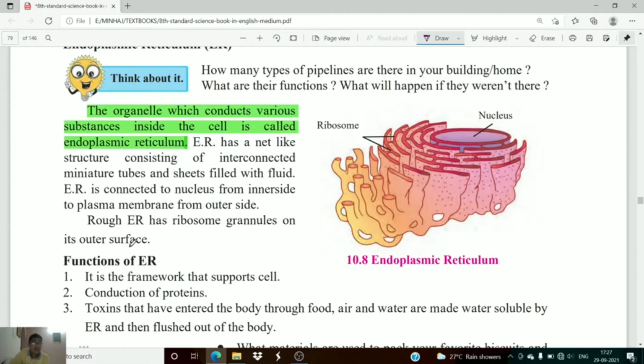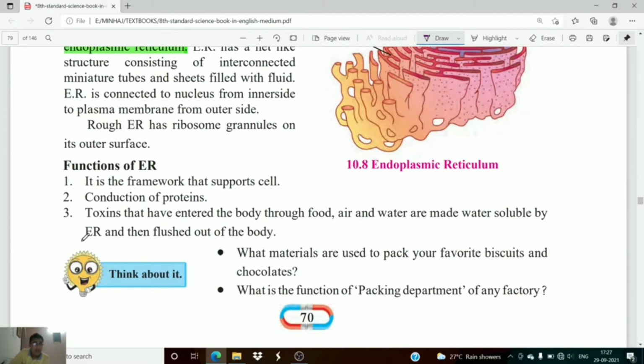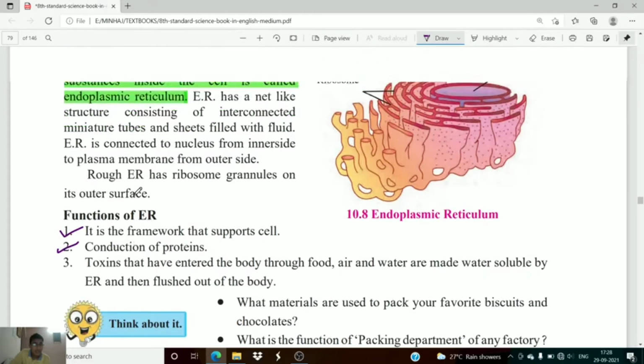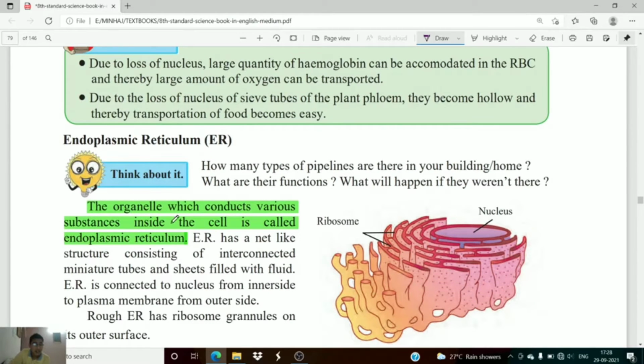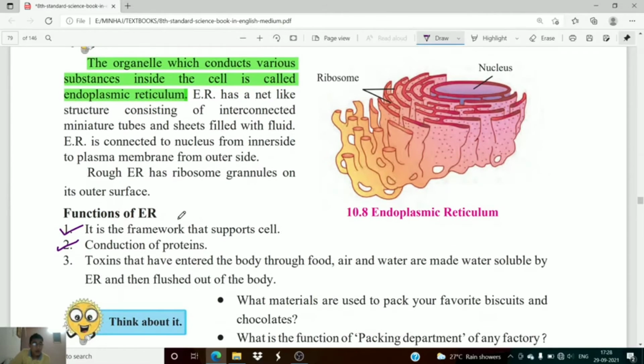Now what are the functions of ER? There are three functions mentioned here. It is a framework that supports the cell. Then the conduction of proteins, as we have seen in the definition itself, that it conducts various substances inside the cell, so it also conducts the proteins within the cell.